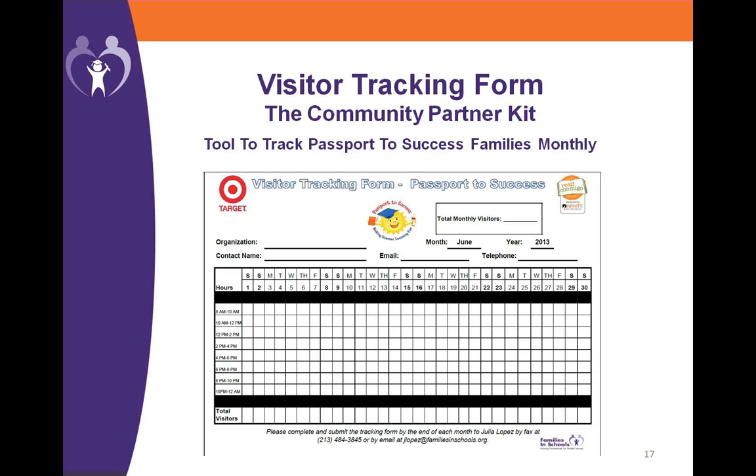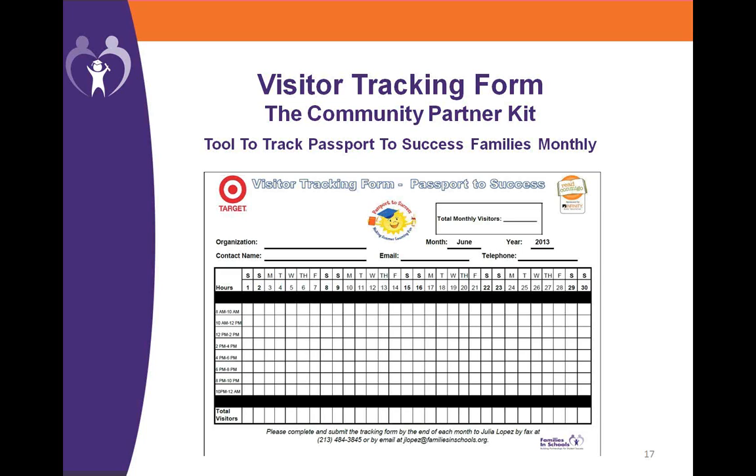And so, take for instance Tuesday, June 4th, there's a time slot from 8 a.m. to 10 a.m. And so if you have 5 families or 5 individuals that come to visit who are part of the Passport to Success program, you can note that in the visitor tracking form. And also there's a split space where you can note the total number of visitors per day.